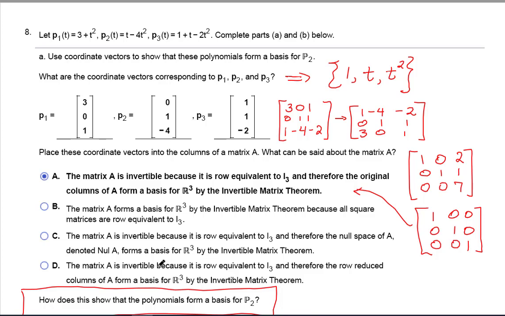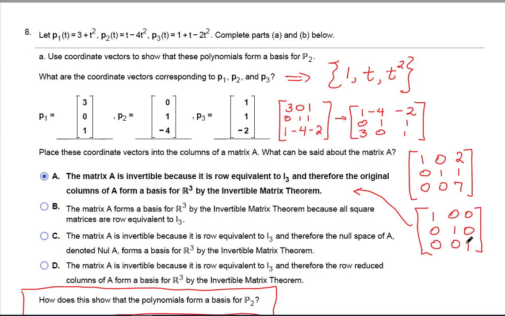All right, let's see. In this case, we have P1, P2, P3. We want to show that they form a basis for P2, the set of all second degree polynomials. Well, what are their coordinates relative to the standard basis? Let's see. So P1, I've got a constant, 0 for the t, and 1 for the t squared. So do that for all three of them. Put them in our matrix. We see what happens, and it is row equivalent to the identity matrix.